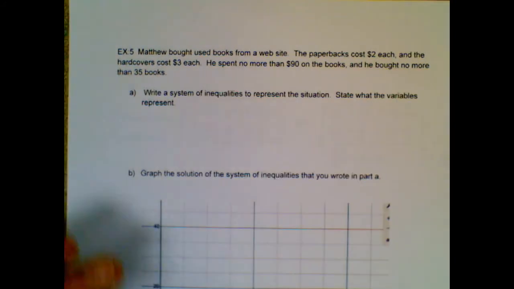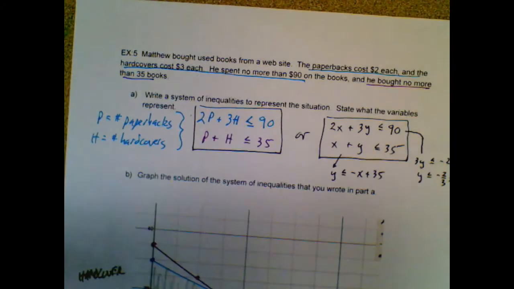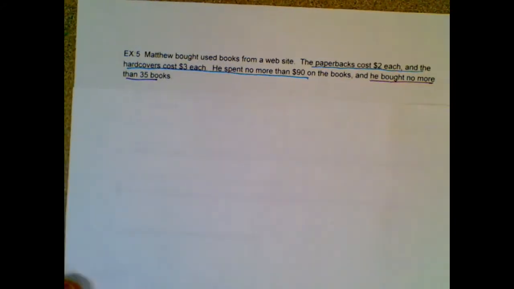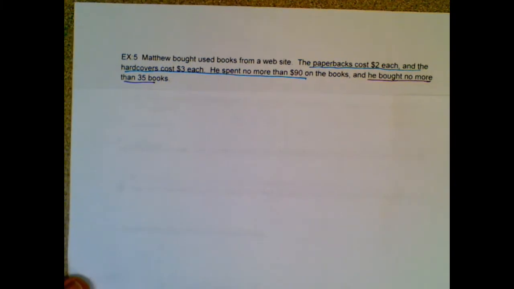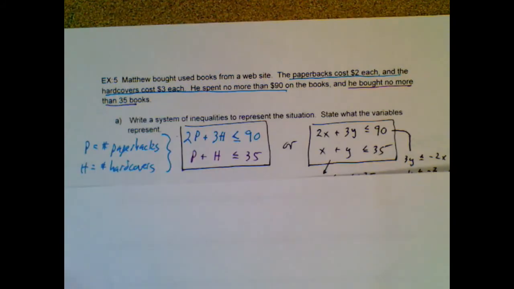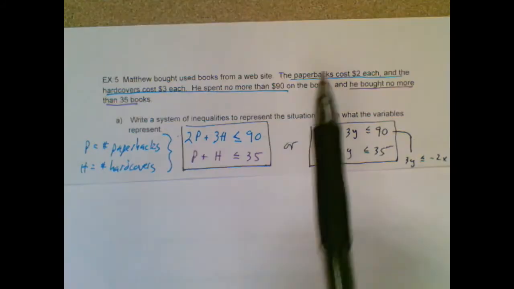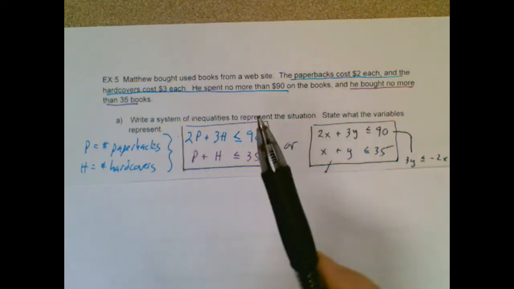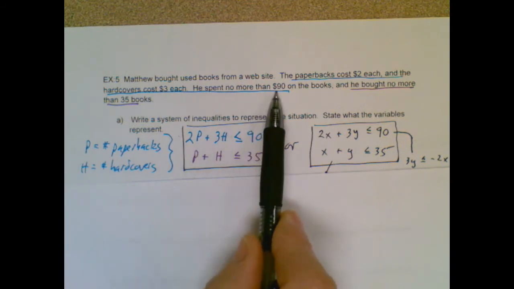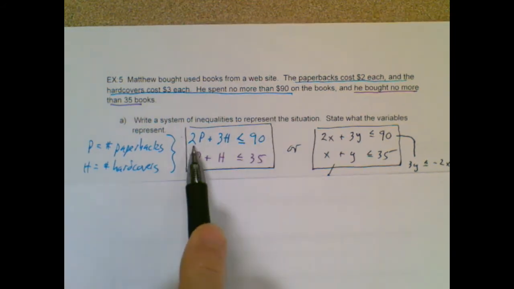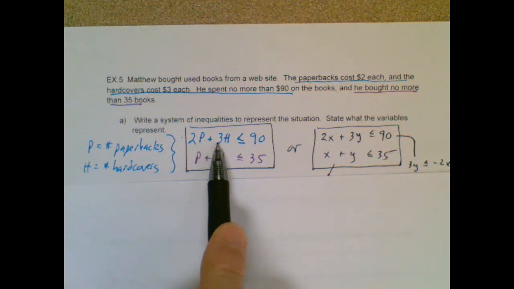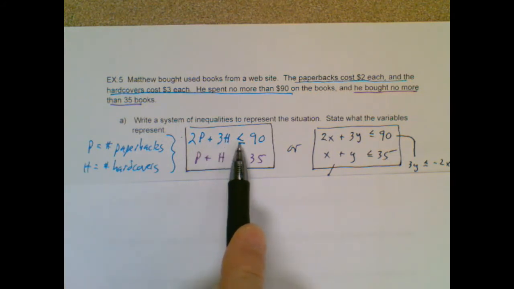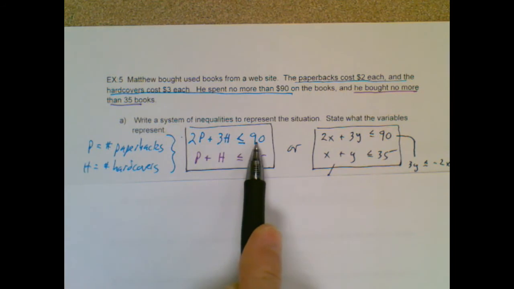We just have to go ahead and convert all those words into a system. So I'm going to show you what I've got here. I'm going to have it color-coded so that you see what words led to what inequality. I'm going to unveil the whole deal here. $2 for a paperback, $3 for a hardcover. So we want no more than $90 spent. So $2 per paperback plus $3 per hardcover better be less than or equal to $90 because he only has $90.